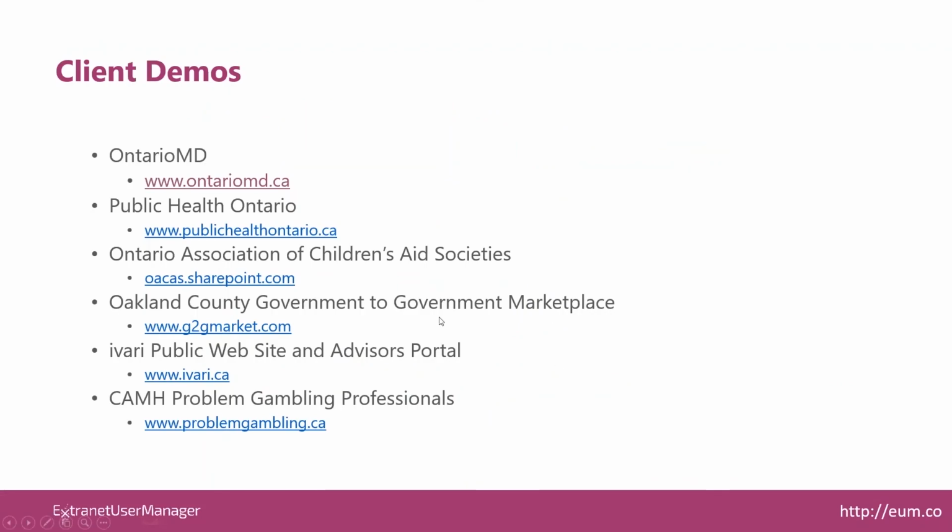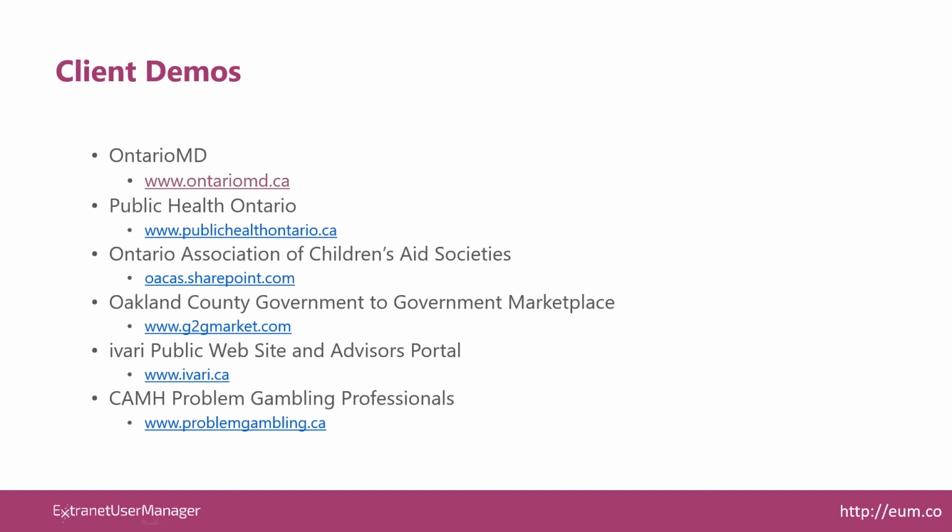There's a couple others you can have a look through here. The G2D Marketplace is a municipal government site. It's an interesting one because it's a marketplace where you can purchase pre-approved vendor products, one of which is Extranet User Manager, but the marketplace itself is provided through Extranet User Manager. So it's both the front door and one of the things that you can purchase through it.